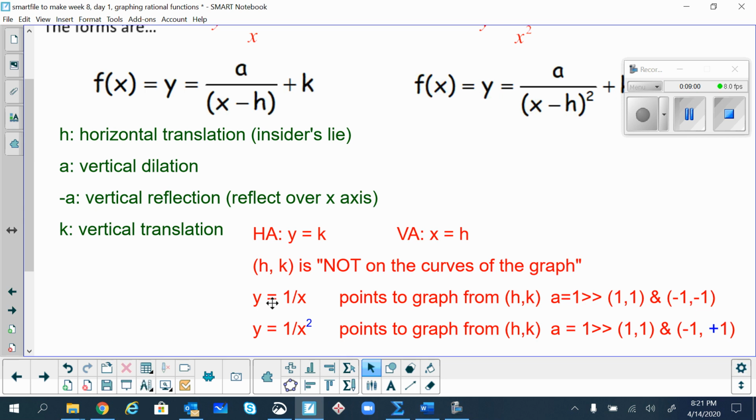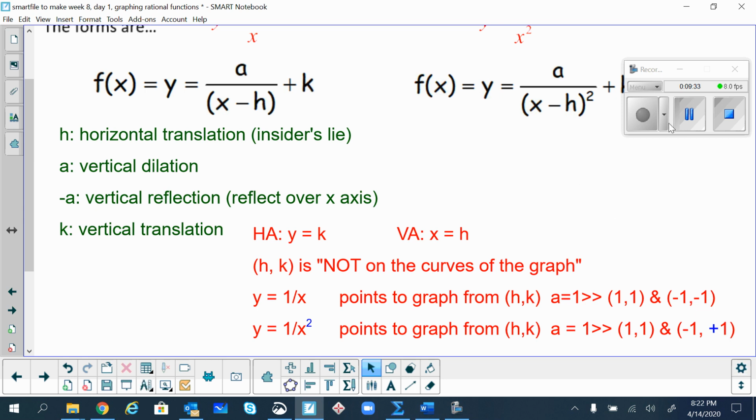When we have a function y equals 1 over x for the parent function, remember we have 2 points that we're looking at, both from the hk point. So if a were 1, then we would go to the right 1, up 1 to get the first point, and go to the left 1, down 1 for the second point. If our parent function is y equals 1 over x squared, again we work from the hk point. If a equals 1, we go right 1, up 1 for the first point, and then we would go left 1, up 1 for the second point.